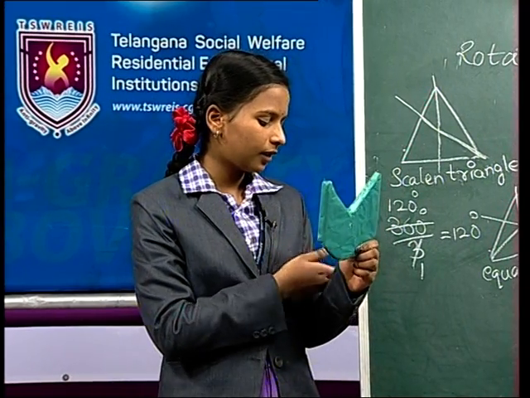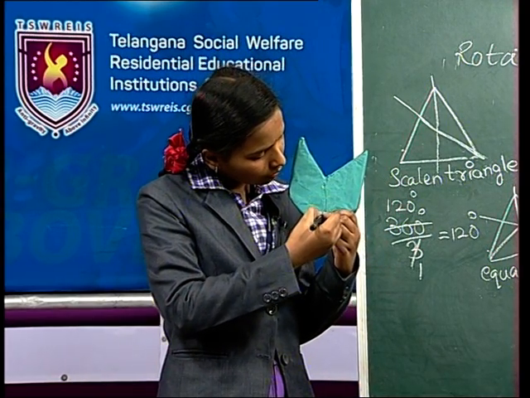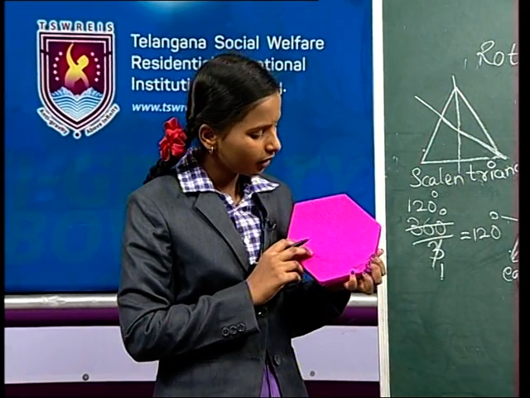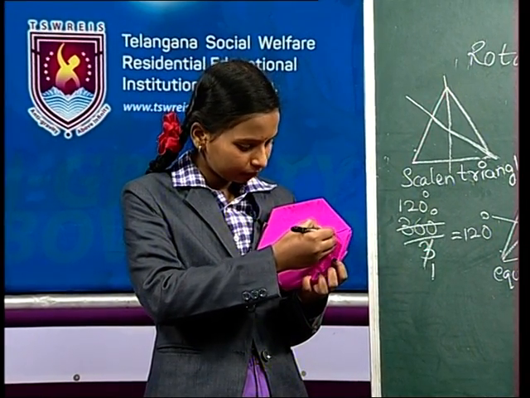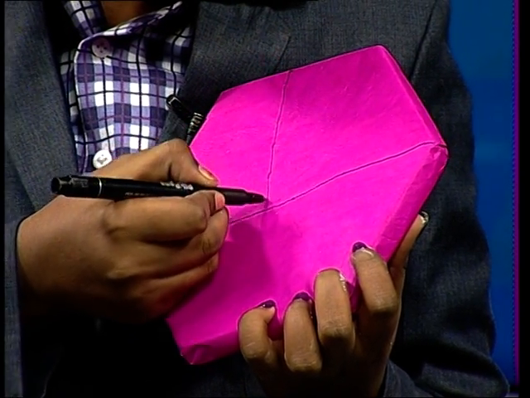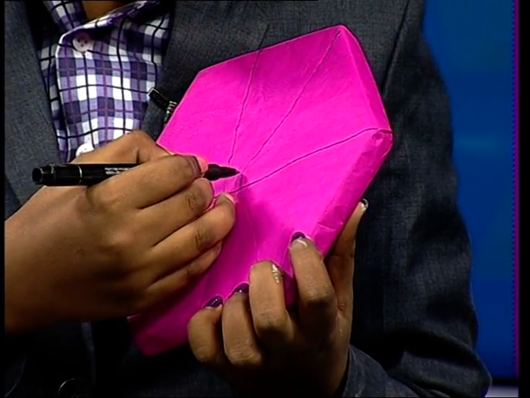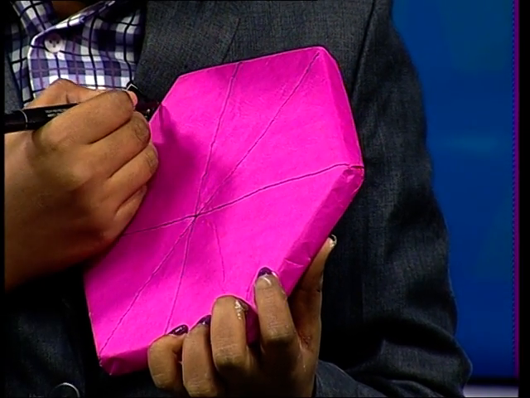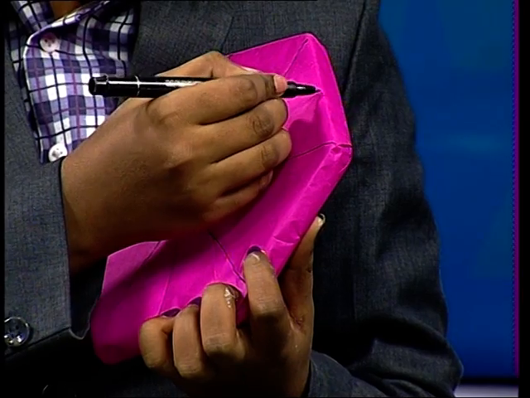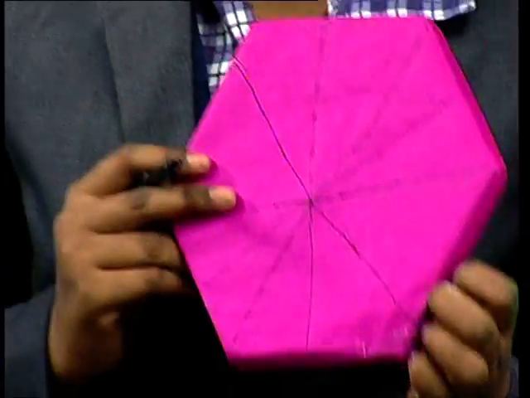For this, how many lines of symmetry can we draw? We can draw 1 line of symmetry. For this object there is 1 line of symmetry. For this, how many can we draw? What is this? This is a hexagon. We can draw like this. We can draw like this. We can draw like this. We can draw like this. We can draw like this. So the regular hexagon has 6 lines of symmetry.